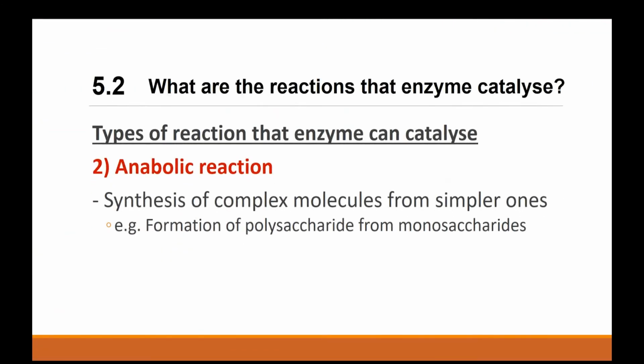Okay? So the second type of reaction that enzymes can catalyze is what we call an anabolic reaction. An anabolic reaction is a synthesis reaction, which means it forms or makes larger molecules from simpler ones. You can think of this as taking many monosaccharides, like this. If you take maybe 1,000 of them and join them all together, then you get 1,000 in one string. That is considered an anabolic reaction because you take a lot of smaller molecules, stick them together, and you end up with a very long and large molecule.